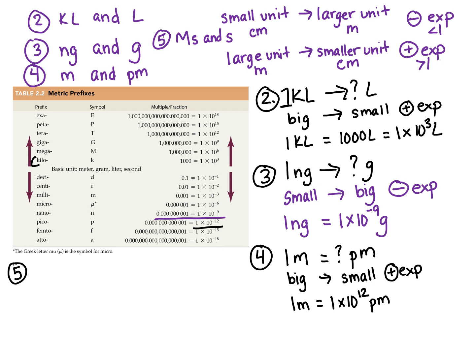For number 5, we're going to stretch outside of the normal zone that we would be working in, and we're going to say a megasecond. If you have 1 megasecond, how many seconds is that?